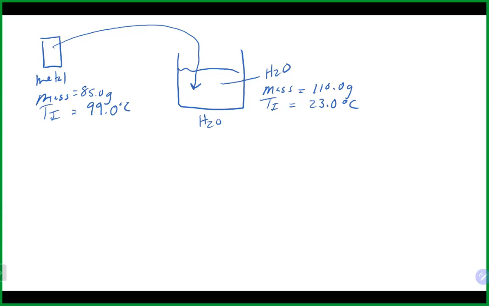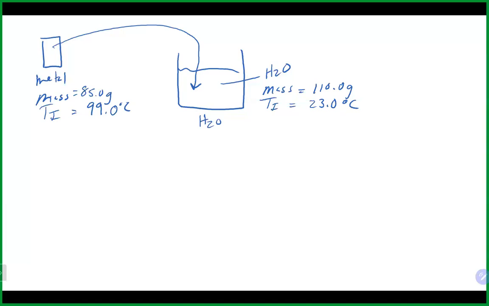So for the metal, it is an exothermic process, right? Which is important to keep in mind, because when we calculate something like the energy, this should be a negative value, right? For the water, it's going to be an endothermic process. It's going to pick up all that energy, which means that for the water, it should be a positive value when we calculate Q for it.